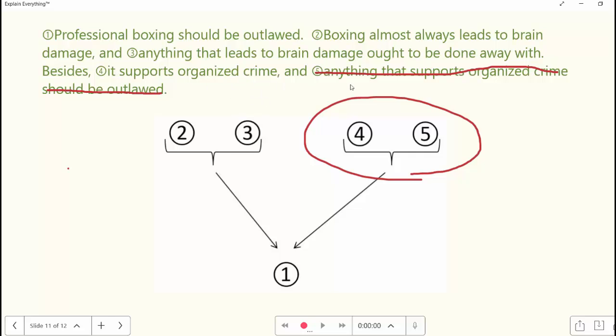But notice, once you're told that all things that support organized crime should be outlawed, once you're given that in conjunction with this, man, these together guarantee that professional boxing should be outlawed. And that's why they get the brackets. That's why they should be joined together. Let's take a look at one more argument.